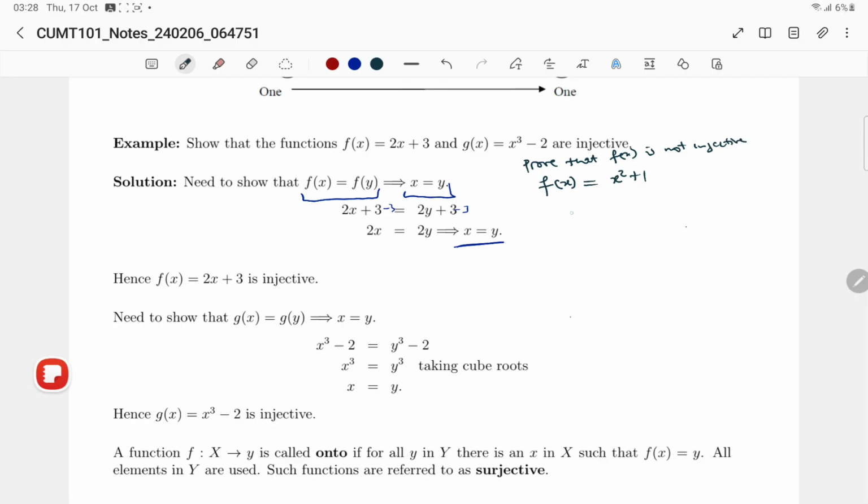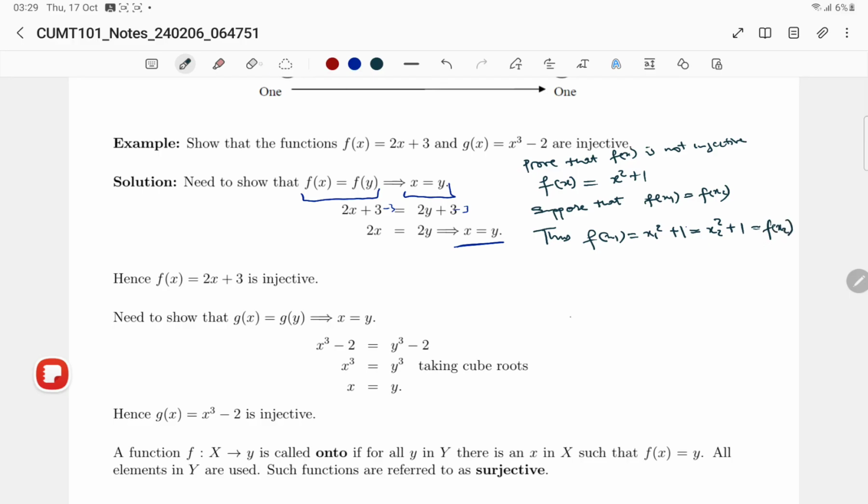So we have, suppose that, or assume, f of x1 is equal to f of x2. Right. So we are supposing that f of x1 is equal to f of x2. Thus, f of x1 is equal to x1 squared plus 1, which is equal to x2 squared plus 1, which is equal to f of x2.